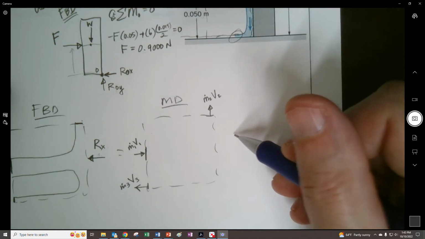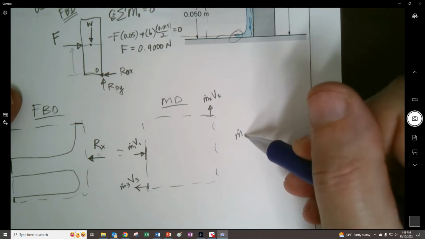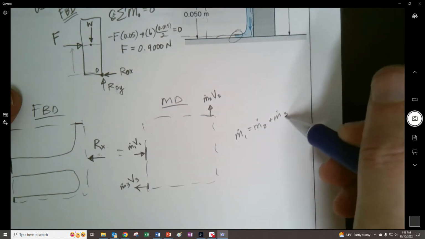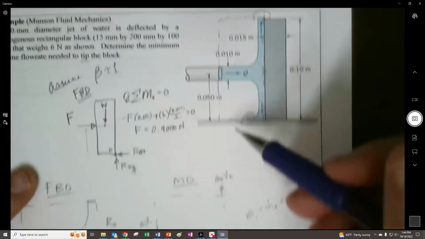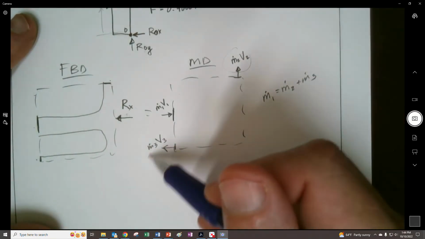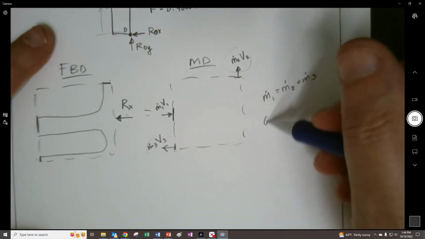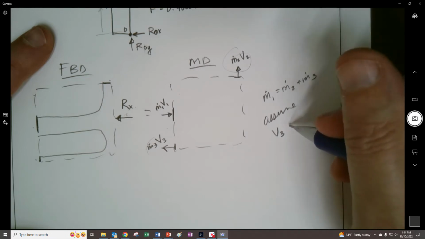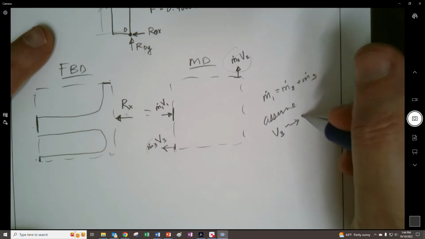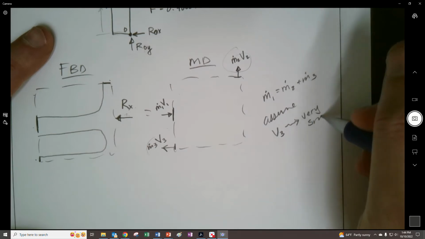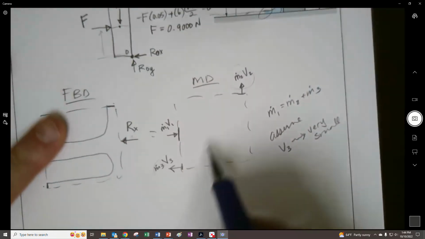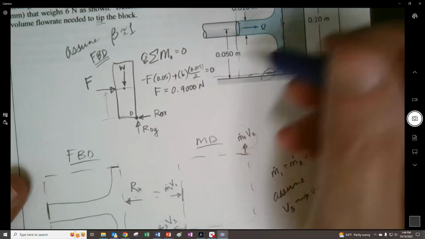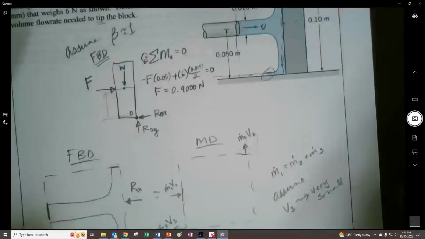Now, let's just say m dot 1 is going to be equal to m dot 2 plus m dot 3, right? Because with the conservation of mass, these two outlets need to equal this. Let's also assume that V3 is very small. Let's just say the thing is going to be spreading out and thin.